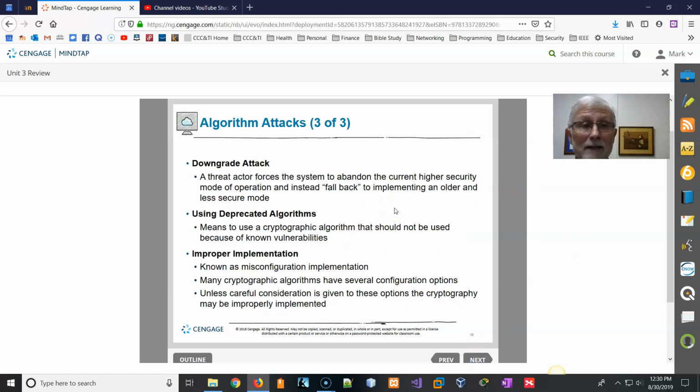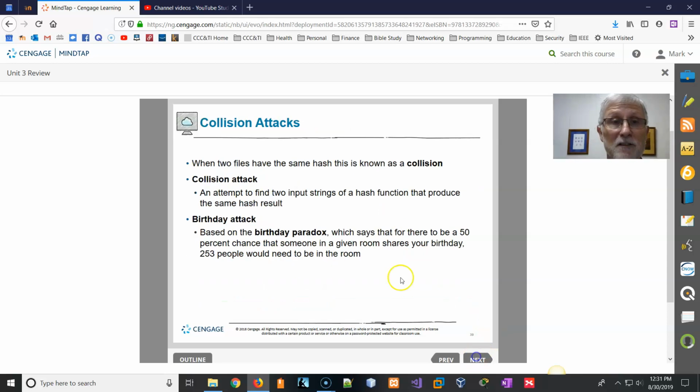Now, the downgrade attack: basically the threat actor forces the system to abandon a higher security mode of operation, falling back and implementing an older, less secure one. Using deprecated algorithms means using an algorithm that should not be used because of its known vulnerabilities or improper implementation, which is also known as misconfiguration. Because it has several different configuration options, unless careful consideration is taken, you can leave yourself open to security breaches.